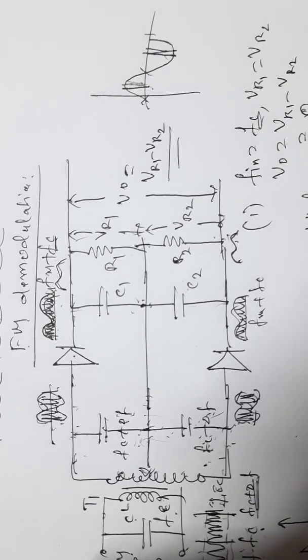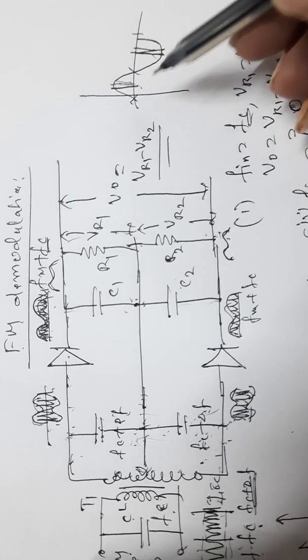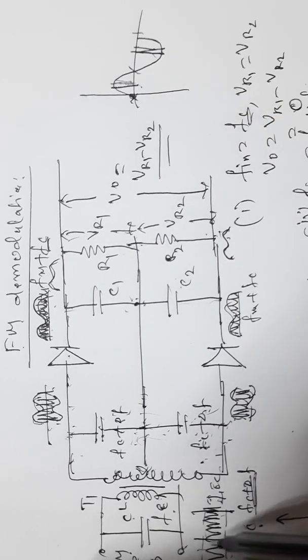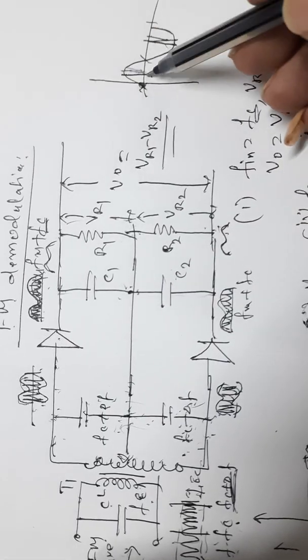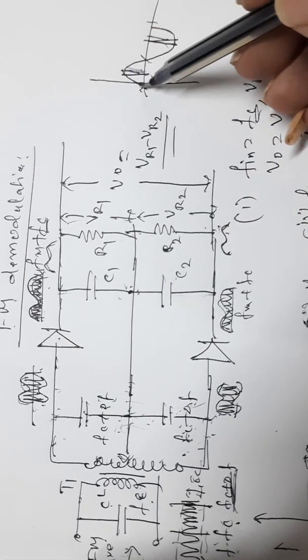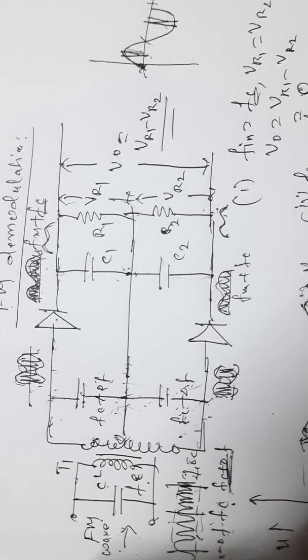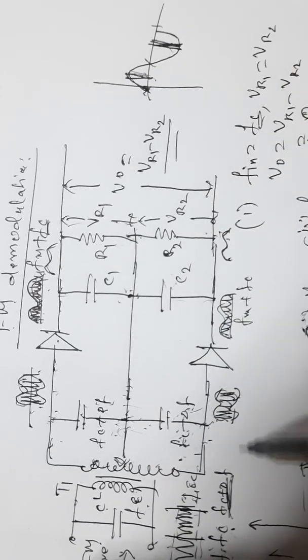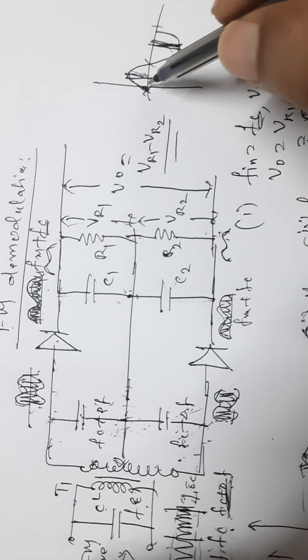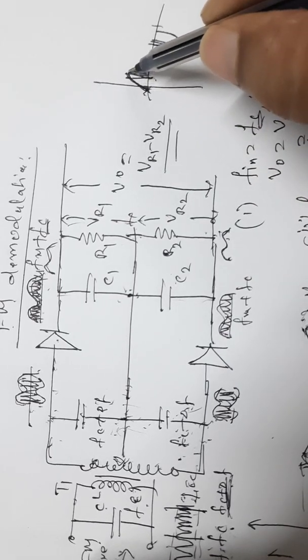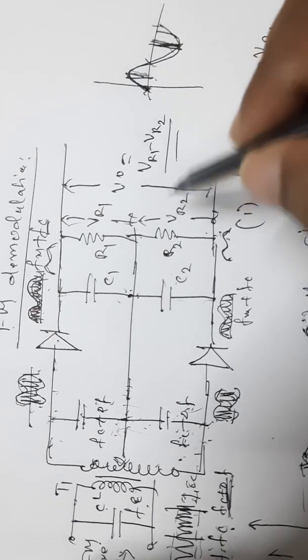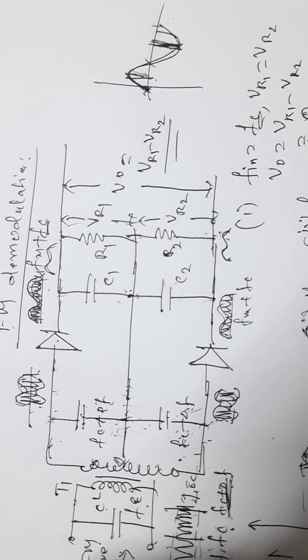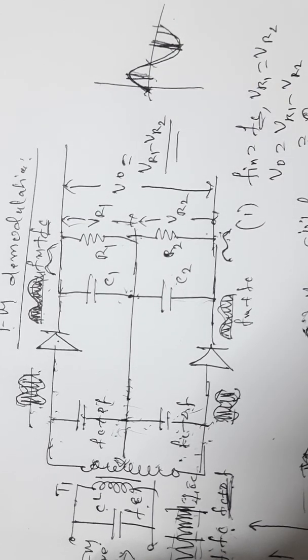So, when the input frequency is Fc, the output voltage is 0. When the input frequency is Fc plus delta F, the output voltage is positive, greater than 0. When the input frequency is Fc minus delta F, the output is negative. Thus, the change in the input frequency changes the amplitude variations at the output. This is our frequency demodulation by balanced slope detector.